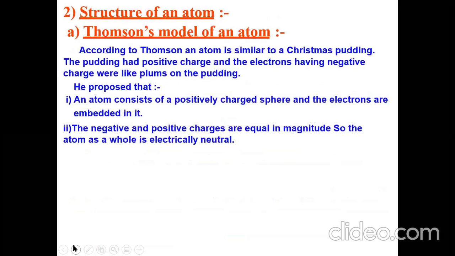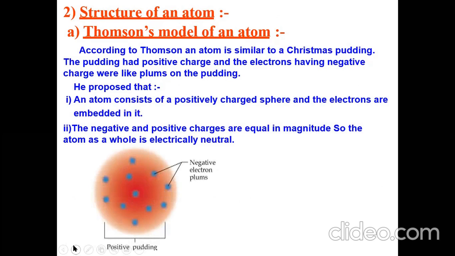Now we will discuss about the structure of an atom. In the case of the structure of an atom, different scientists proposed different types of models. So first we will discuss the Thompson's model of an atom. According to Thompson, an atom is similar to the Christmas pudding. And the pudding has positive charge.